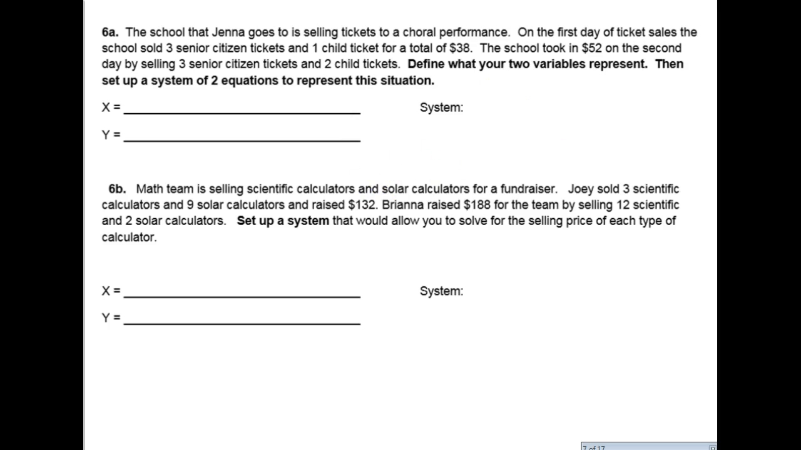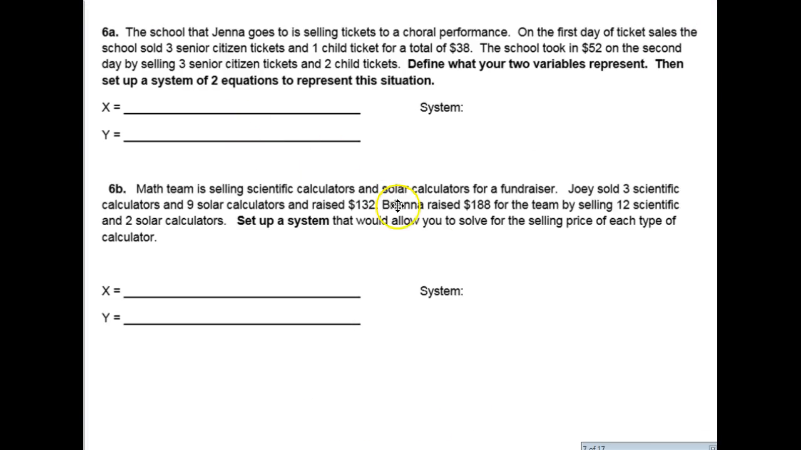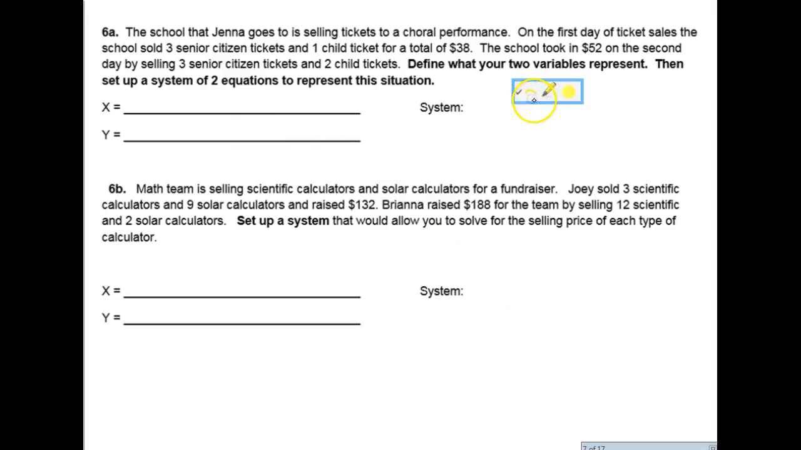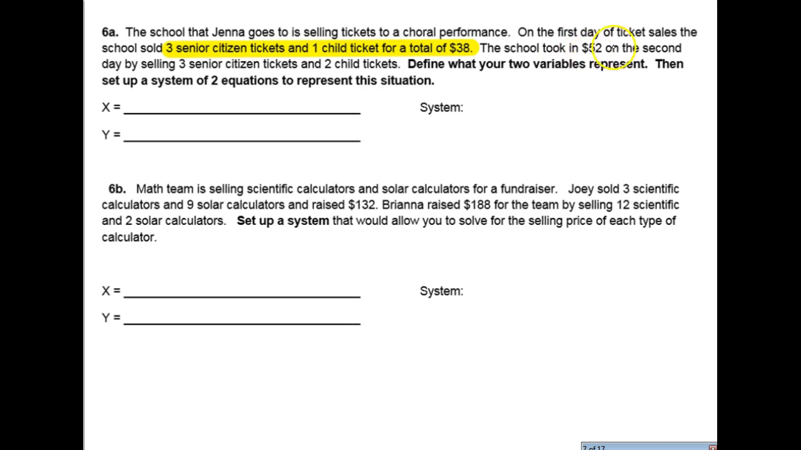Alright, here we got those word problems, and we need to kind of sift through all our information here, which means I probably want to do some highlighting. Okay, on the first day, 3 senior citizen tickets, 1 child ticket for a total of $38. You might be going, hey, I feel like we just saw this question. Yeah, we did. These aren't very fun to make up, so sometimes I just steal the same question over and over again. Alright, so there's $52 on the second day.